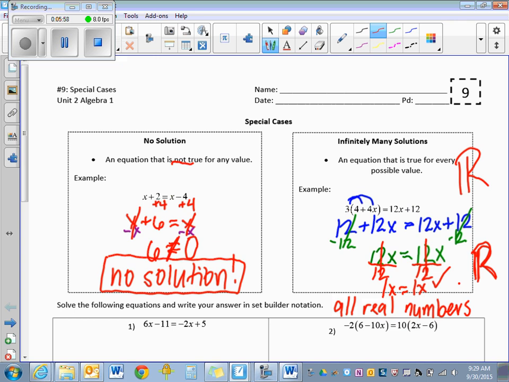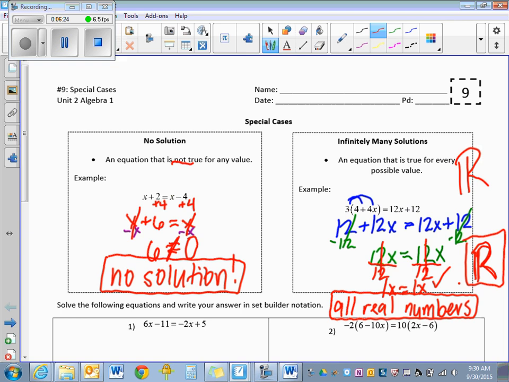However, most of us are not going to count it down if you write all real numbers. This is saying the exact same thing that this says. But if all you write is 1x equals 1x and there's a check mark, you are going to lose a little bit. You need to give us the answer. Just like if it tells you the solution yes or no, the answer is yes or no, not numbers.